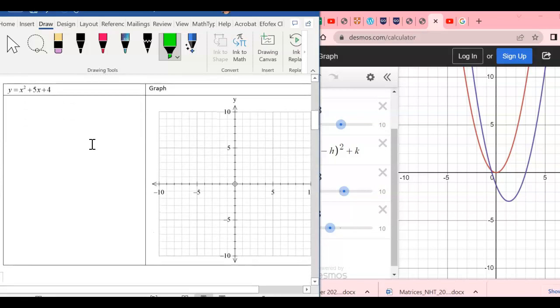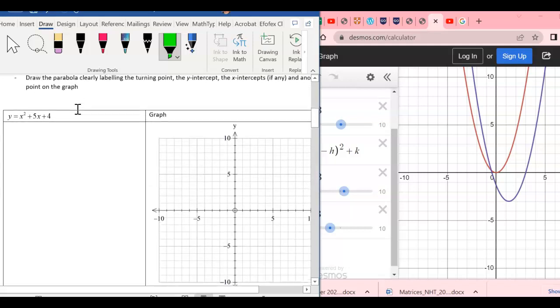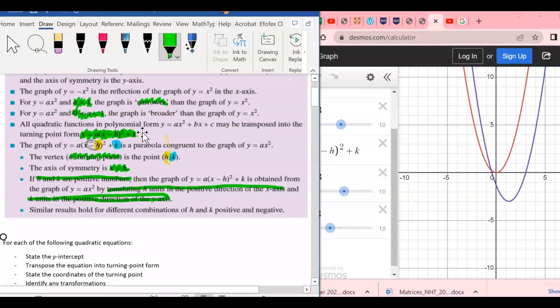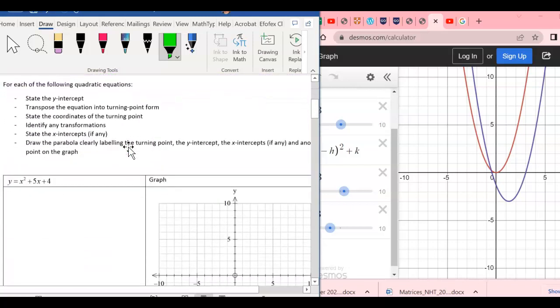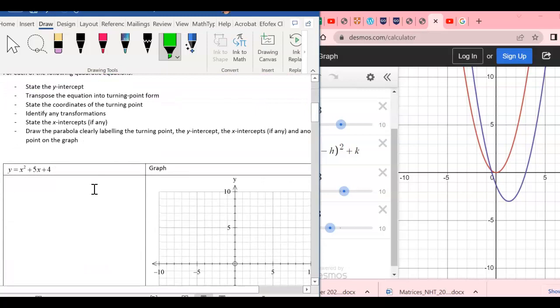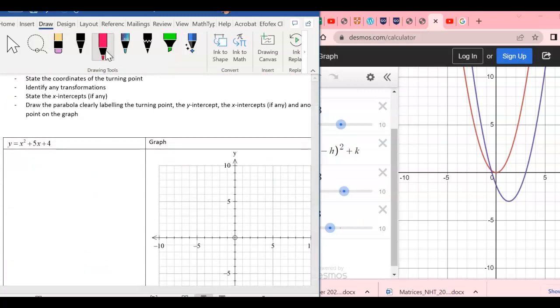All right, so this very first one, we've got y equals x squared plus 5x plus 4. So when you look at that, it's not in turning point form. All right, it's not in the form y equals a times (x minus h) squared plus k. It's in what we call expanded form. So, and I'm going to write the turning point form here, just so we can remember what it looks like.